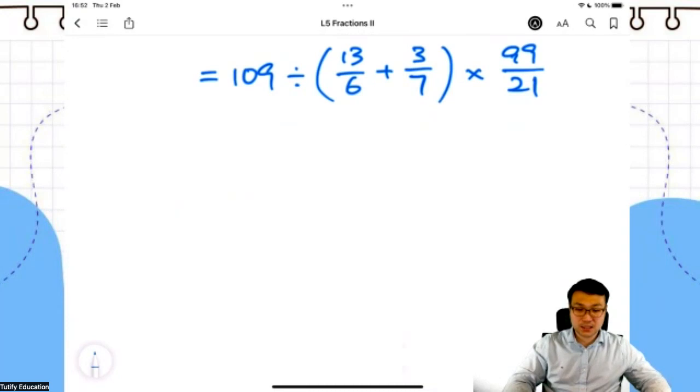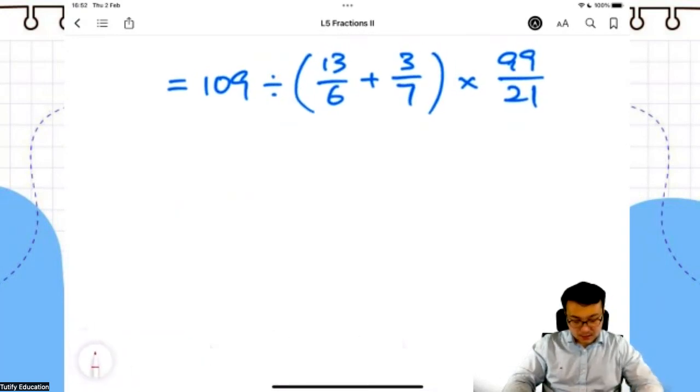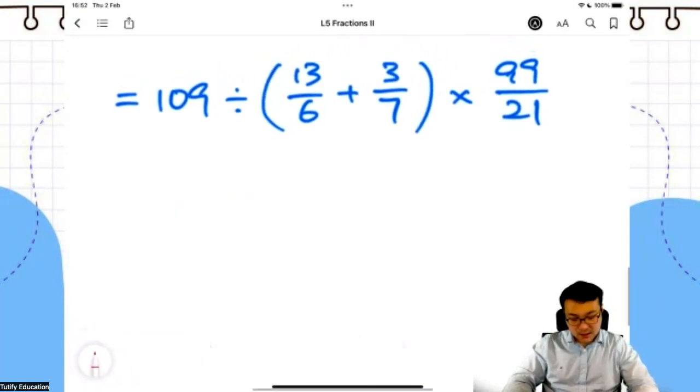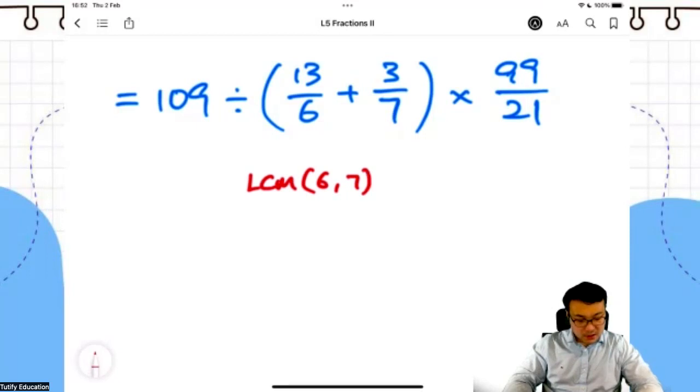So what must we do? Change the denominators to the same number. Okay, if I want to change the denominator to the same, I can take 6 times what? Usually, if you want to choose a number to be the denominator, it should be the lowest common multiple. Okay, you know what's lowest common multiple, right? Lowest common multiple of 6 and 7. What do you think it is?